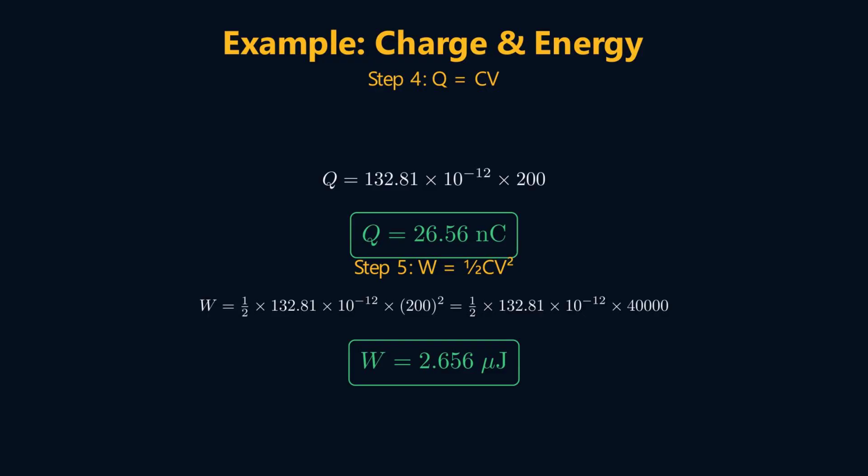W equals 1/2 times 132.81 times 10 to the negative 12 times 200 squared. 200 squared is 40,000. So W equals 1/2 times 132.81 times 10 to the negative 12 times 40,000. That gives W equals 2.656 microjoules.